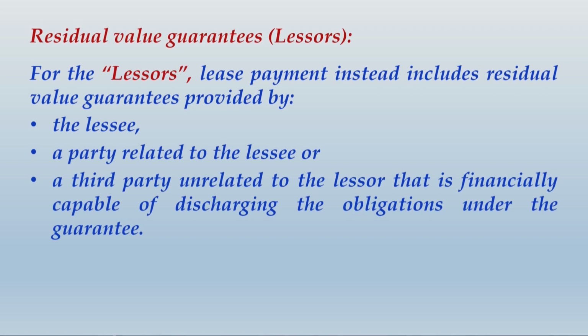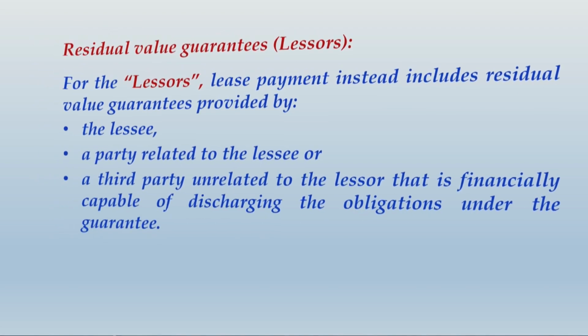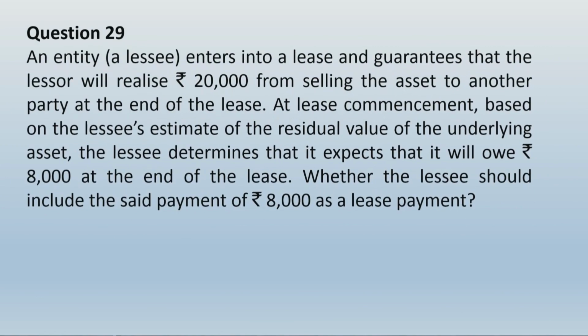Alright friends, you would have finished writing this whole thing. Let us move ahead and take up a question, that is question number 29. Let us read this question. An entity, that is a lessee, enters into a lease and guarantees that the lessor will realize rupees 20,000 from selling the asset to another party at end of the lease.